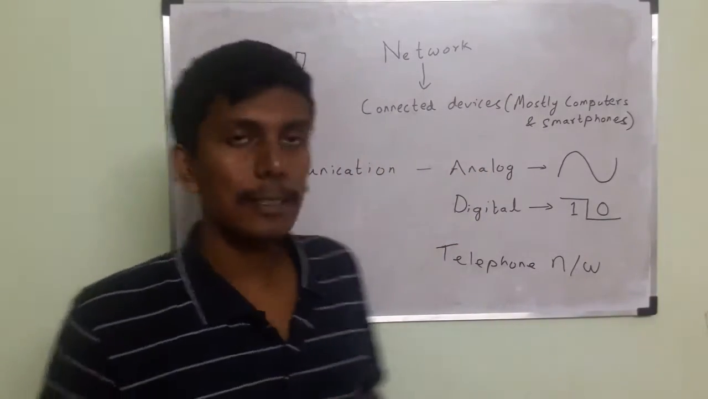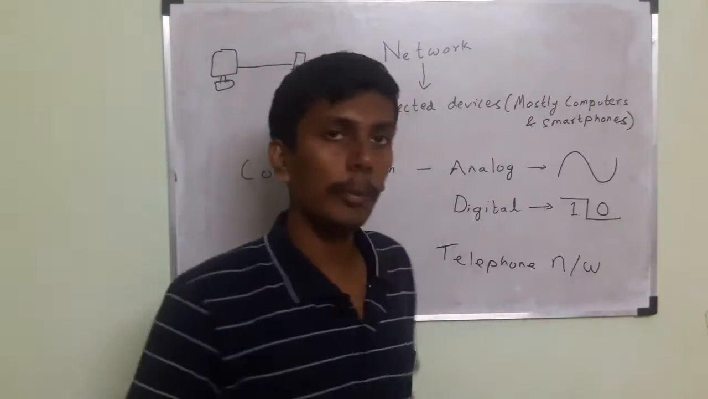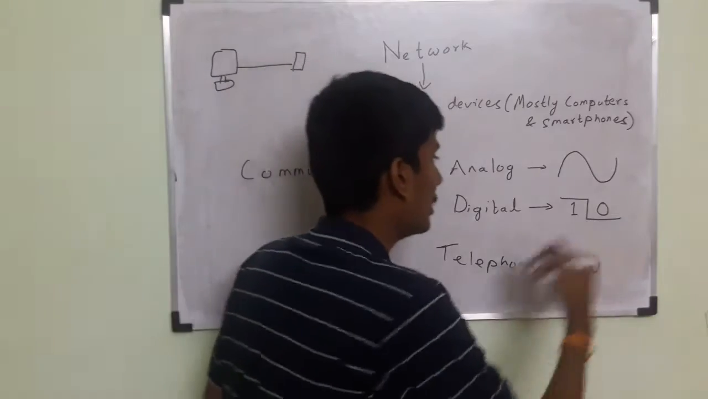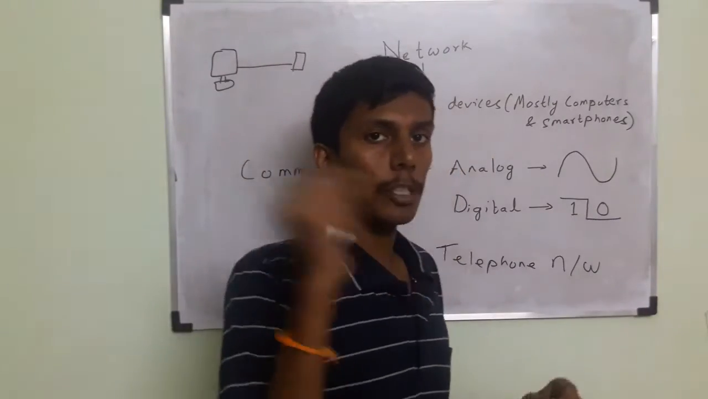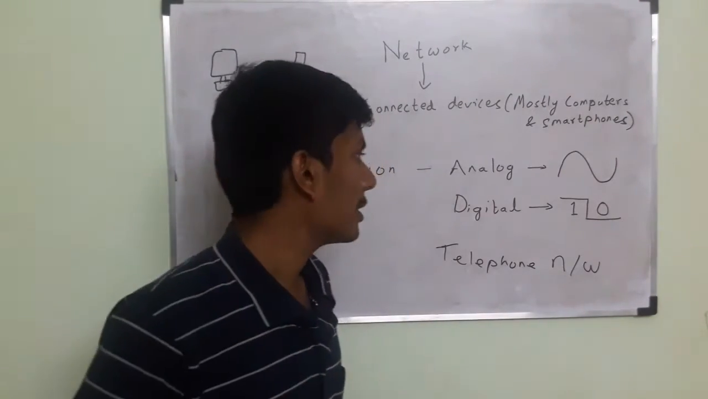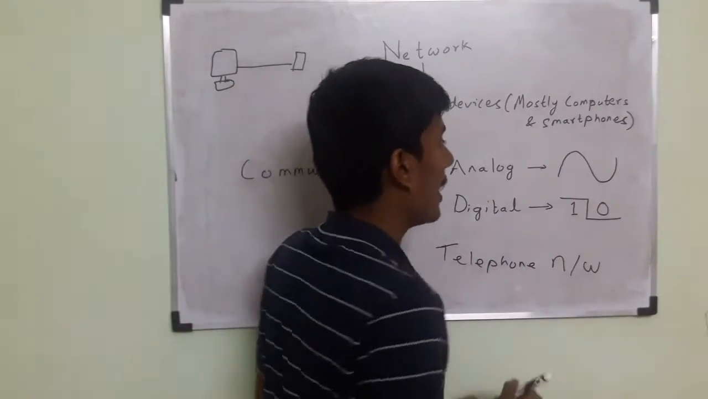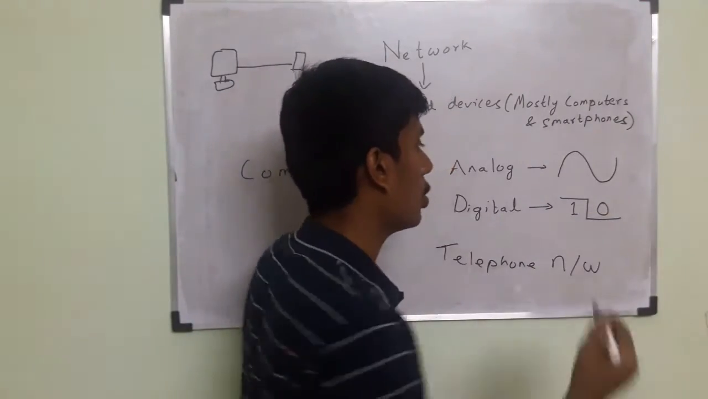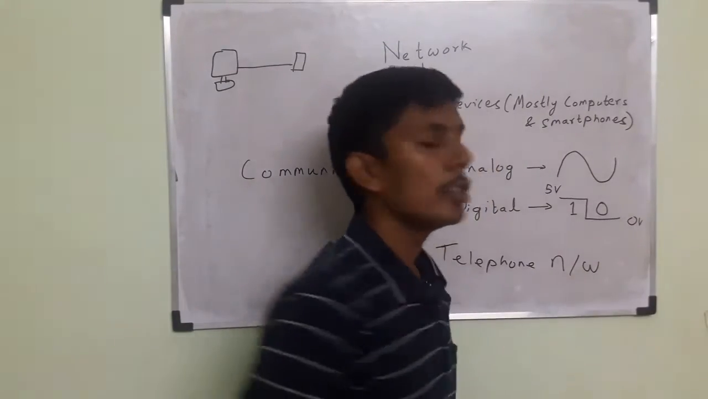Now two devices can communicate with each other in two methods. One is known as analog communication and the other is known as digital communication. In analog communication, we send waveforms, electrical signals which have varying voltages, and in digital communication we have only two states of voltage. One is the high voltage and the other is the low voltage. High voltage is mostly 5 volts and low voltage is mostly 0 volts.